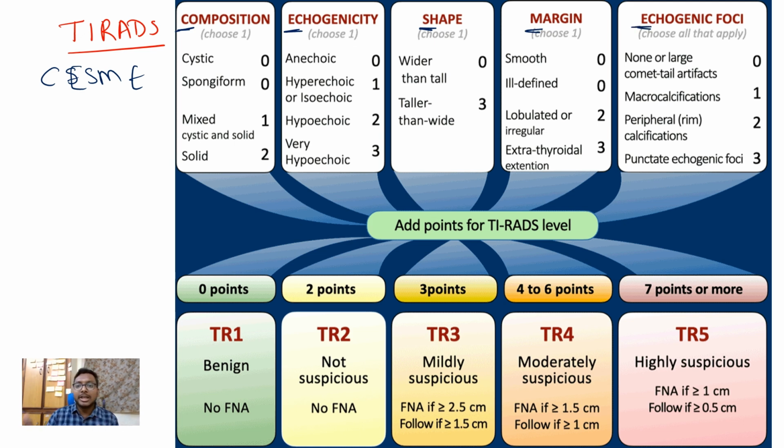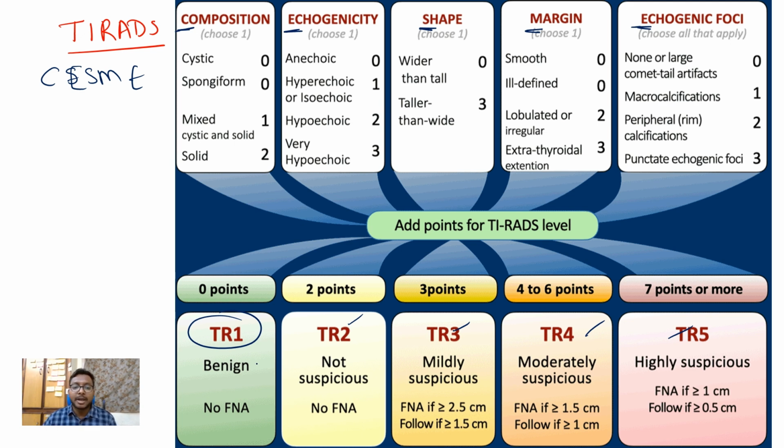Based on each of these components, depending upon the positive findings present, there will be a total score, and based on that you have got TIRADS 1, 2, 3, 4, 5. Just like we have got 0, 1, 2, 3, 4, 5 in BIRADS, here we have got TIRADS 1, 2, 3, 4, 5. So based on the thyroid score, you will go for FNAC if required.